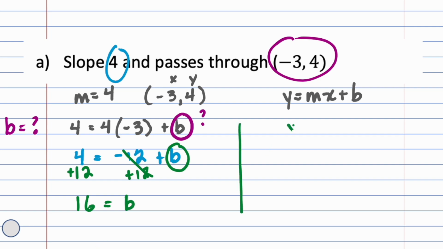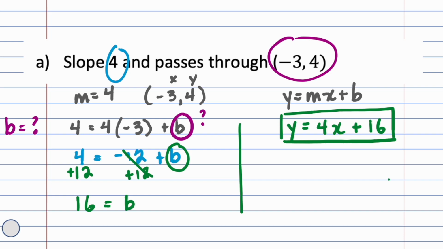We know that we can have any point. The slope will always be 4, and the y-intercept is 16. The equation in slope-intercept form is y equals 4x plus 16.